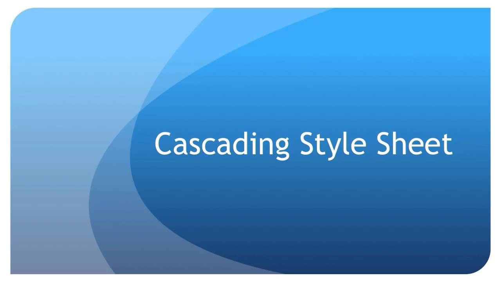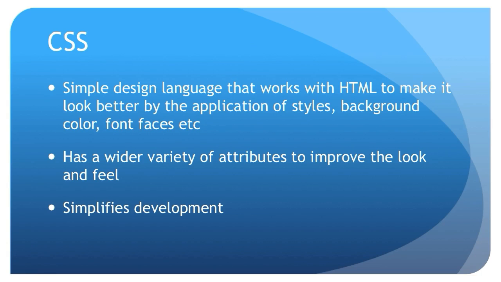In this video, we learn about cascading style sheets, also known as CSS. CSS is a simple design language that handles the look and feel of websites. It works with HTML or markup language to improve how it looks by the use of styles such as background colors, font faces, font sizes, background images, and a lot more styles that it applies. It has a wider variety of attributes to improve the look and feel.